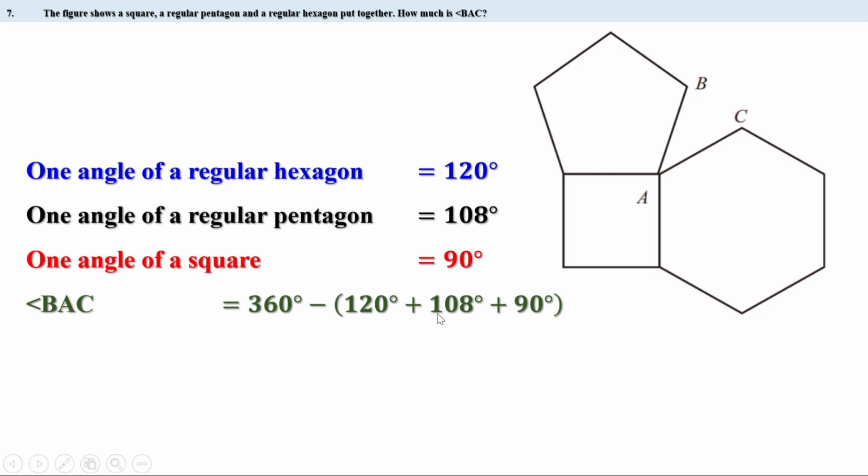120 plus 108 is 228, plus 90 is 318. So this can be written as 360 minus 318. Subtracting, we get 42. That is, angle BAC is 42 degrees.